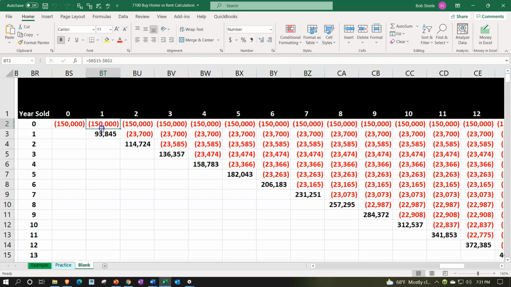So in year 1, we had the $150,000 outflow. You can think about it as like a capital project outflow in year 1. And then we had the sale and the net outflow in year 1 of $93,845. In year 2, we had the 150 outflow in year 1.